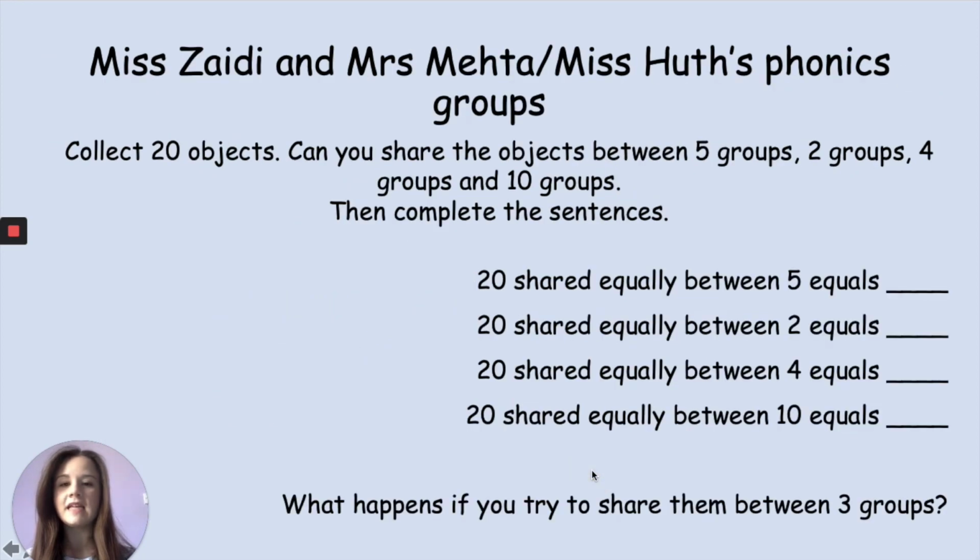If you are in Miss Zadie and Mrs. Meta or Miss Huth's phonics group, can you now get your 20 objects or 20 pieces of paper? And yours is very similar. Can you share the objects between 5 groups, 2 groups, 4 groups and 10 groups? Complete the sentences. 20 shared equally between 5 equals. 20 shared equally between 2 equals. 20 shared equally between 4 equals. 20 shared equally between 10 equals. Now, what happens if you try to share them between 3 groups? Pause the video to complete your activity.